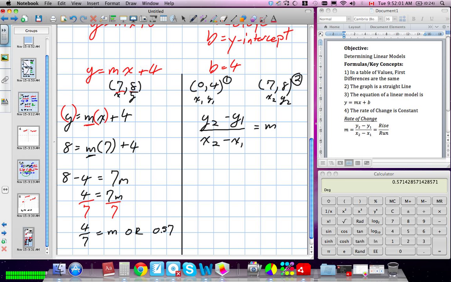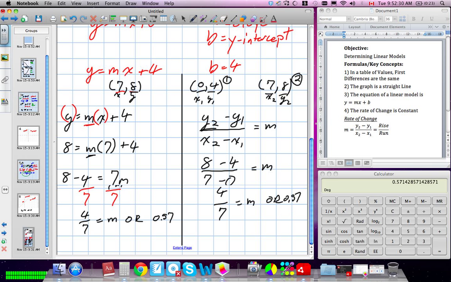Okay. Now I'm going to show you on the second one, our y2 was 8. y1 was 4, so 8 subtract 4, divided by x2 is 7, x1 is 0, minus 7 is equal to m. On top, we're going to get 4. 8 subtract 4 is 4. 7 subtract 0 is 7. 4 over 7 is our m. It's the exact same thing, so again, 4 over 7 or 0.57.